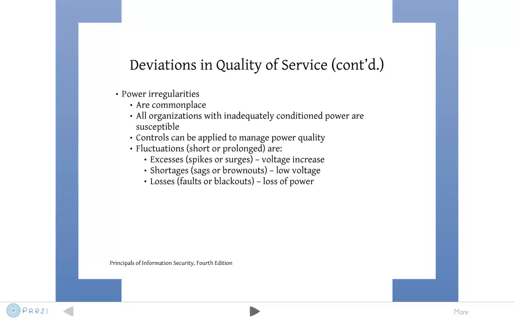All right, so power regulations, fluctuations in terms of the power quality. It says that all organizations with inadequately conditioned power are susceptible. Okay, so at home, how do you condition power? Do you have ways of doing that? Yeah, so a surge protector would be a way to condition power.